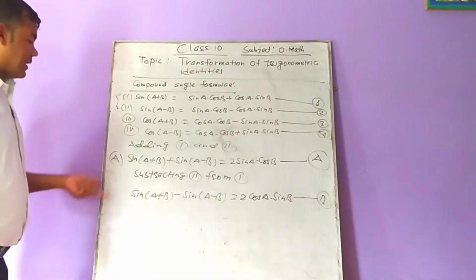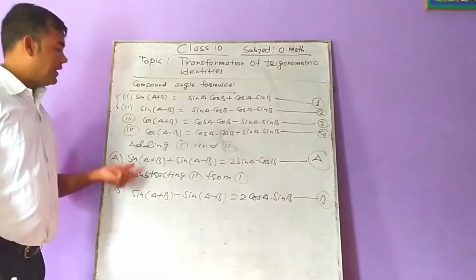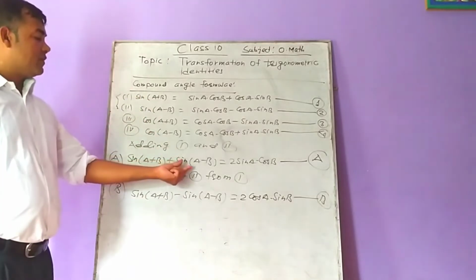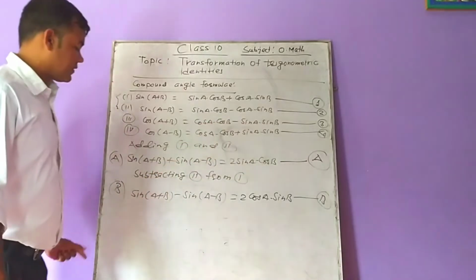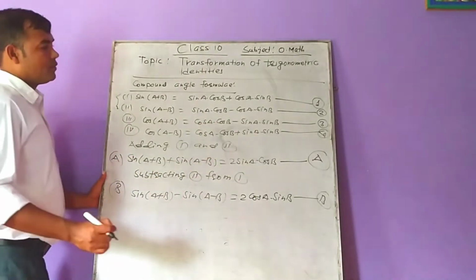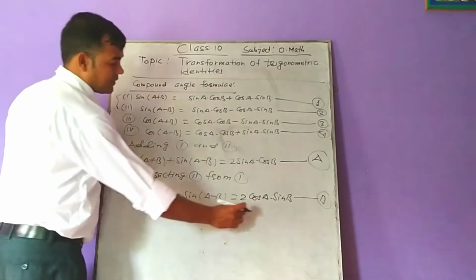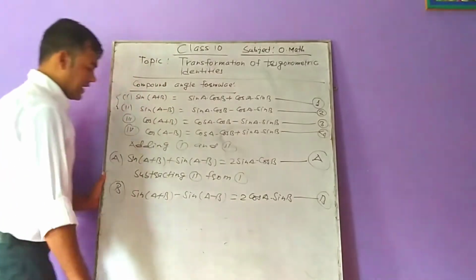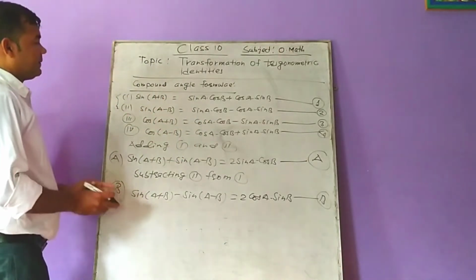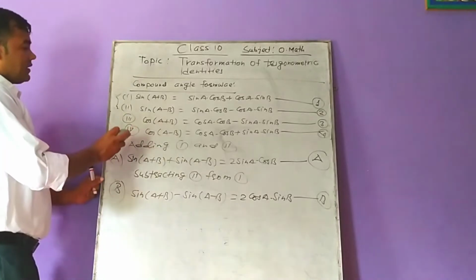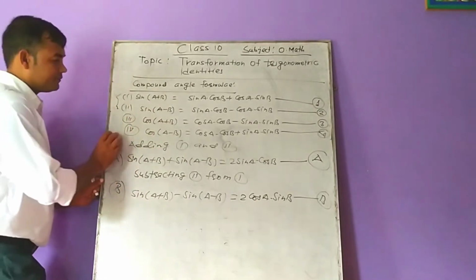So these two are our new identities. You have to remember, if we add sin(A+B) with sin(A−B), then the result will be 2 sin A cos B. And in the same way, if we subtract sin(A−B) from sin(A+B), our result will be 2 cos A sin B. You need to remember both these identities. After this, let's do the same with identity number 3 and 4.